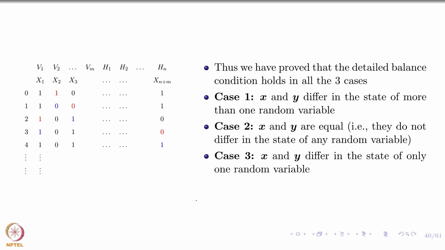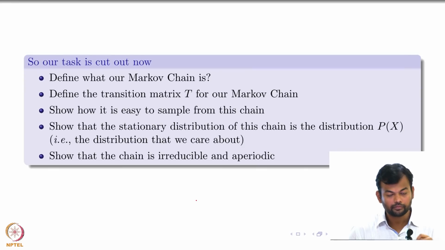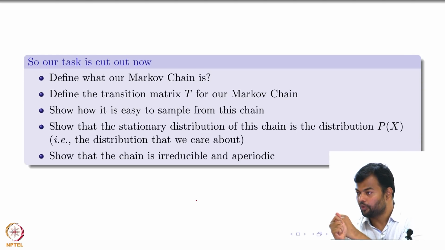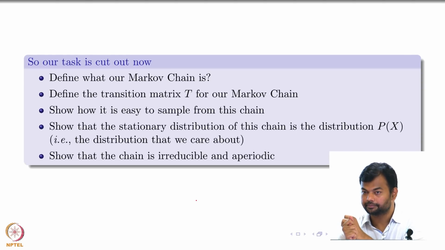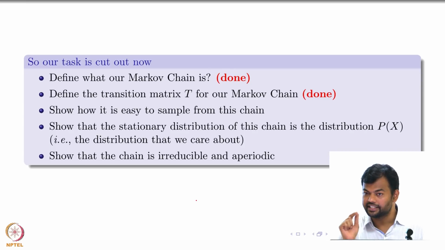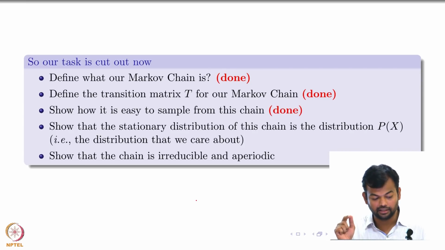You can set up a chain which is, okay. So these were the things that we cared about, right? Define what our Markov chain is. Have we done that? Have we defined the transition matrix? Done. Is it easy to sample from this chain? Done.